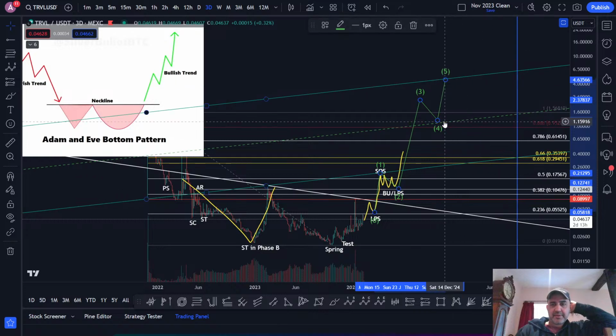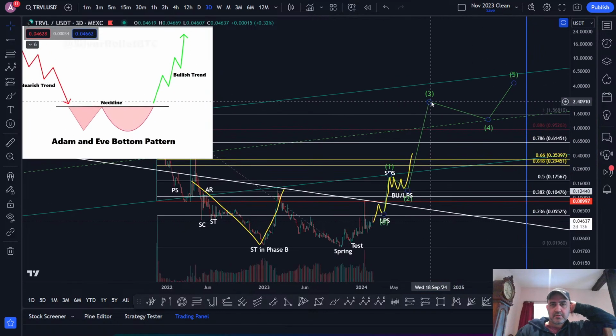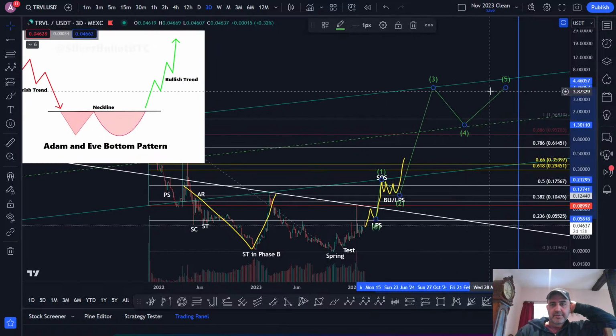But actually the timing is all wrong, because that's the end of the bull market. That'd be nice.